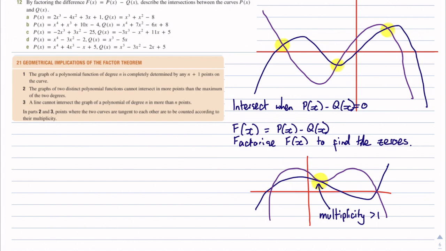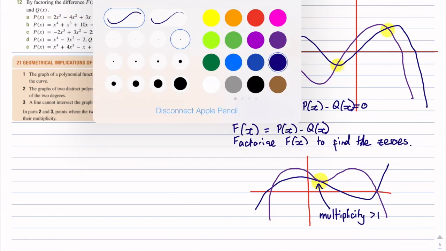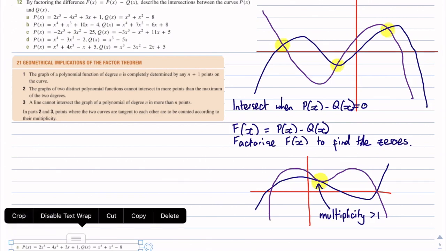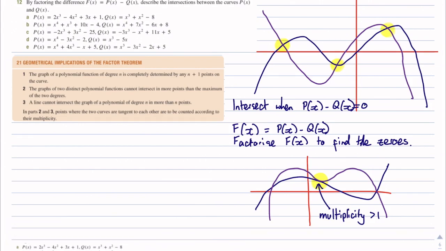So the examples I'm going to go through are A and B. Well, let's start off by going through A, and then I'll see if we've kind of covered everything in A. So let's have a look at A. Let me copy it.